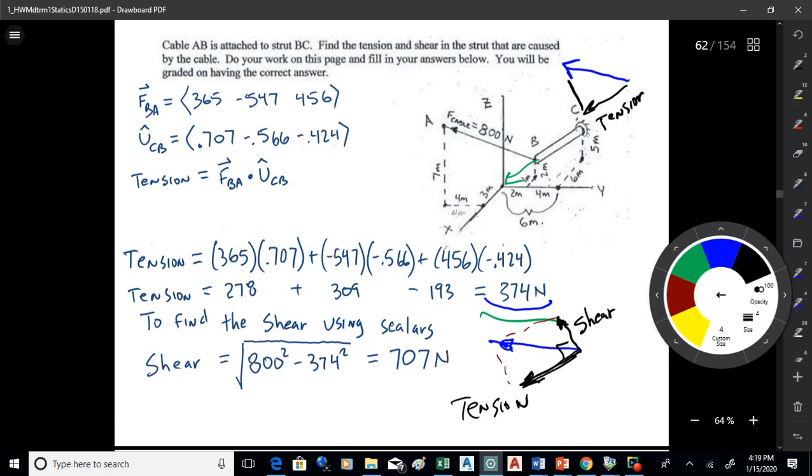The shear then is at a right angle. If I just slide it up there, maybe you can see that right angle relationship a little bit more clearly, okay?